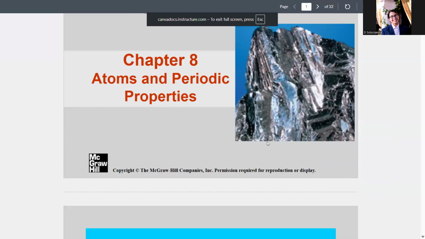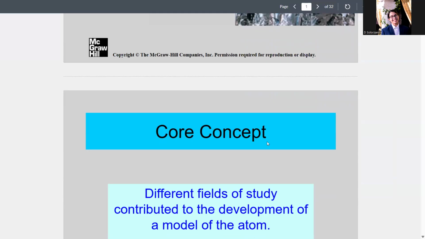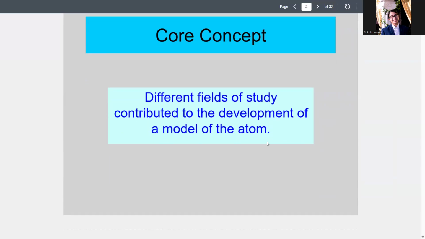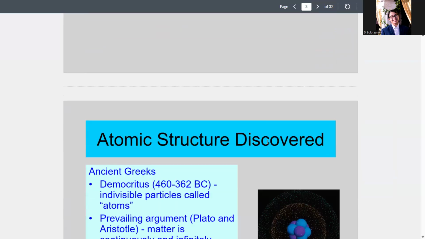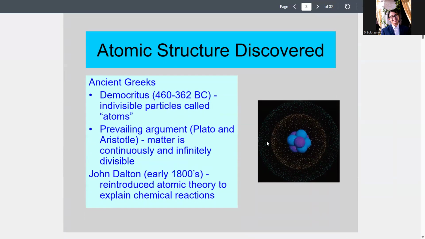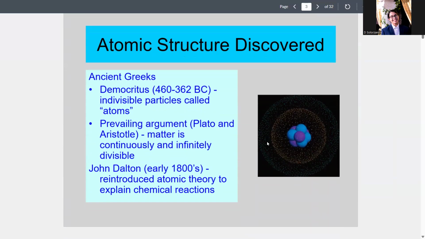So update, it's all about atoms and periodic properties. Core concept is how we develop the model of the atom, and we start with some history on that. So we've got the ancient Greeks, where Democritus was the first person to kind of imagine what an atom might be, because he theorized that there must be some particle that's no longer divisible if you go small enough. And then Plato and Aristotle disagree. They're like, oh no, you can divide forever.